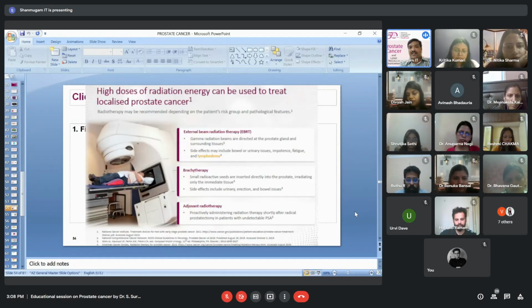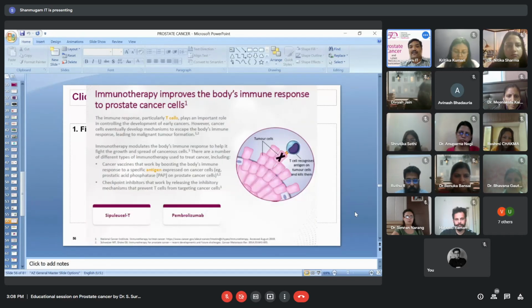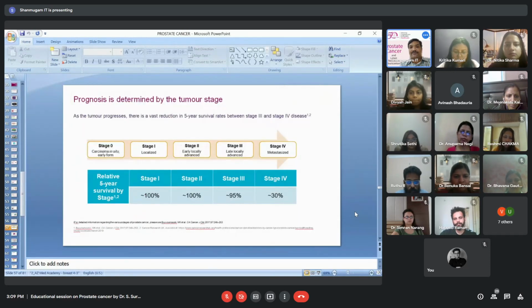Or if surgery is not possible in the early stages, we can also use high-energy radiation therapies. It can be external beam radiation, brachytherapy, or now also proton therapy. Coming to chemotherapy, we have docetaxel and cabazitaxel. And the latest immunotherapy is with pembrolizumab and sipuleucel-T.